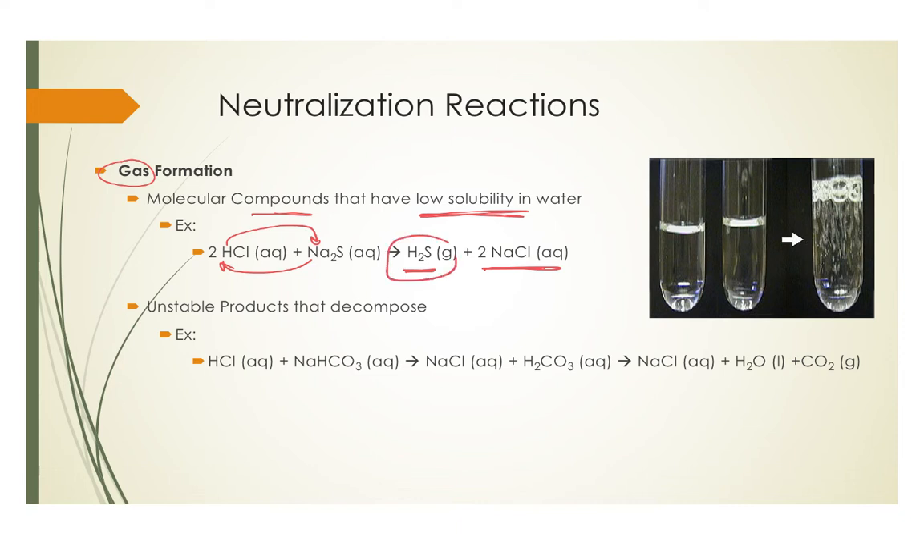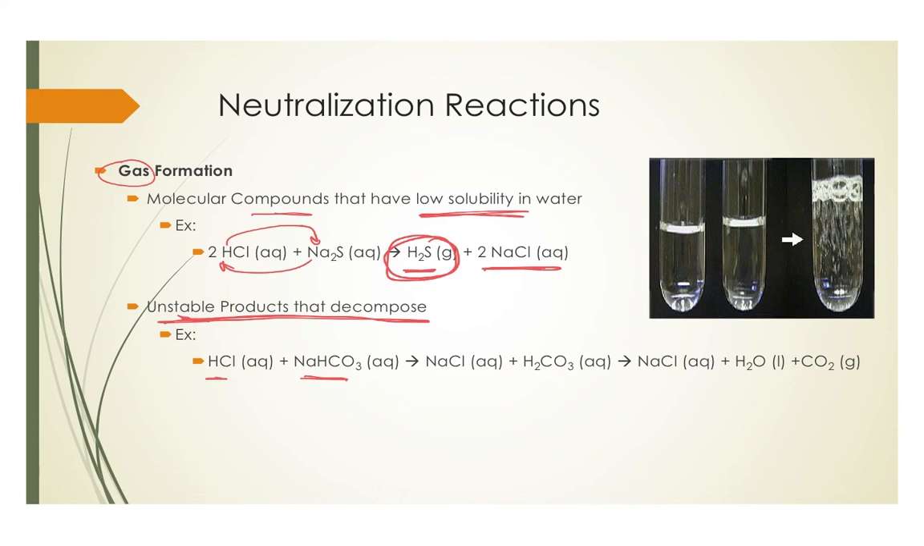The formation of this drives the reaction to a more ordered state. In other words, you can get that gas being formed. Another thing that can happen to do this is if you get unstable products that decompose. So sometimes when you do the double replacement, you end up with something on the other end which is easily decomposable. So for example, hydrochloric acid and sodium bicarbonate.